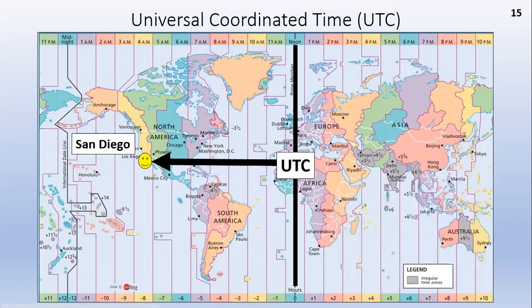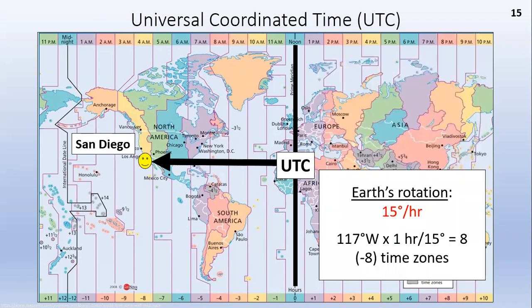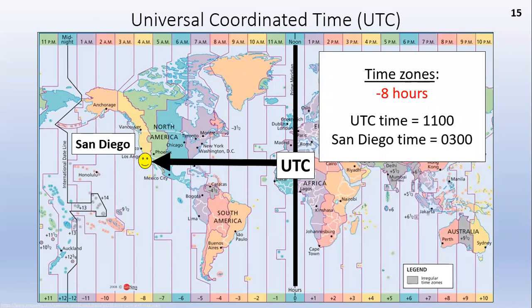San Diego local time. Let's determine the local time of San Diego State University. We can do this using one of two methods. One, if you have a time zone map, then you can merely count the time zones. When we start from UTC time, there are 8 or -8 time zones to San Diego. So if UTC time is 11 hours, then San Diego local time is 0300 in the morning, a difference of 8 time zones to the west.